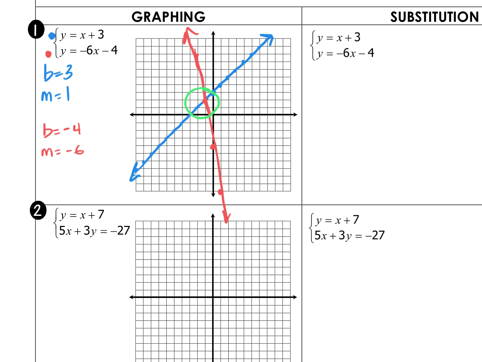Our answers to all of these questions are points, so they should be written as a point. And to differentiate a point from just two numbers, you have to put it in parentheses.